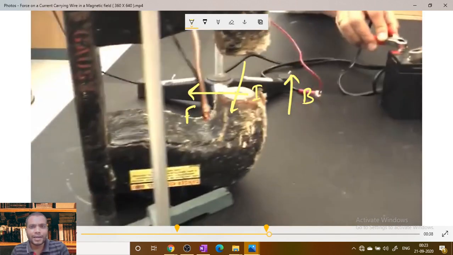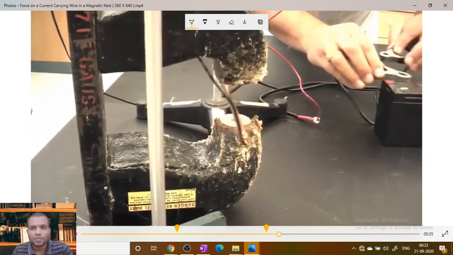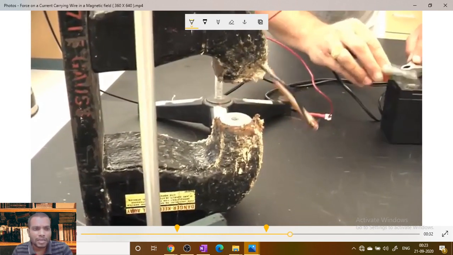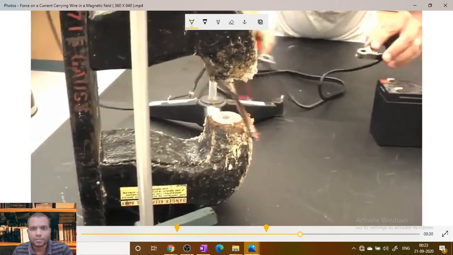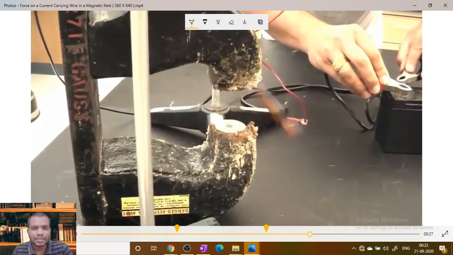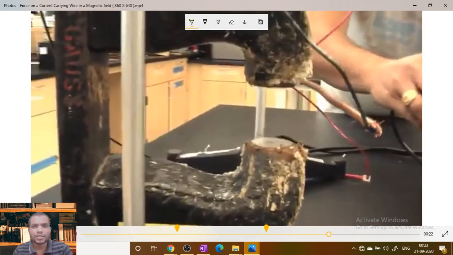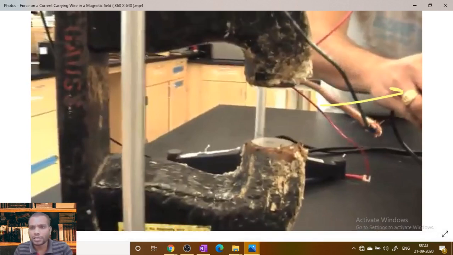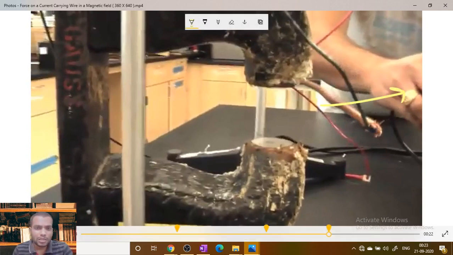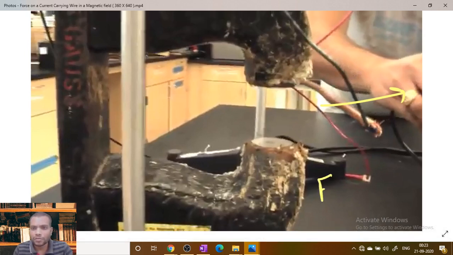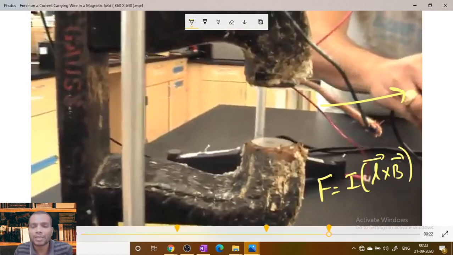Suppose you reverse the direction of current, what happens? Now there is an outward force exerted on the current carrying wire, so the wire is pushed away. How can we write the expression for force? Force F equals I times L cross B. This is the force exerted on a current carrying conducting wire in an external magnetic field.